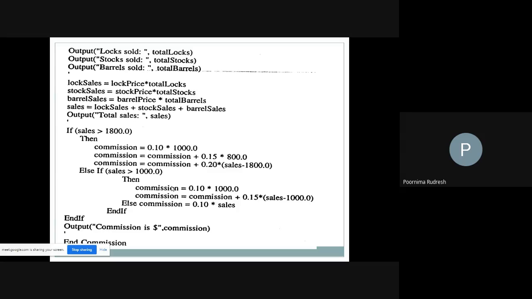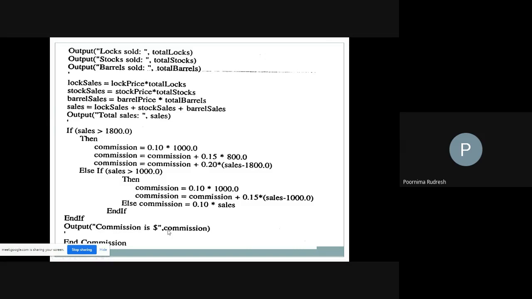Understood? Based on the total amount of sales, the salesperson is going to get the commission. So here, if sales is greater than 1,800, then he comes under three commission slabs: 10%, 15%, and 20%. 10% up to $1,000, 15% from 1,000 to $1,800, and above $1,800 he gets 20% commission. So based on the sales by the salesperson, he is going to get the commission, hence it is called the commission problem. Understood?